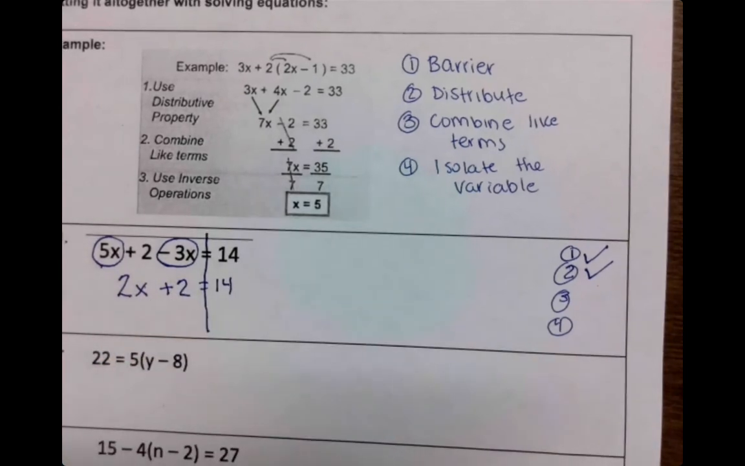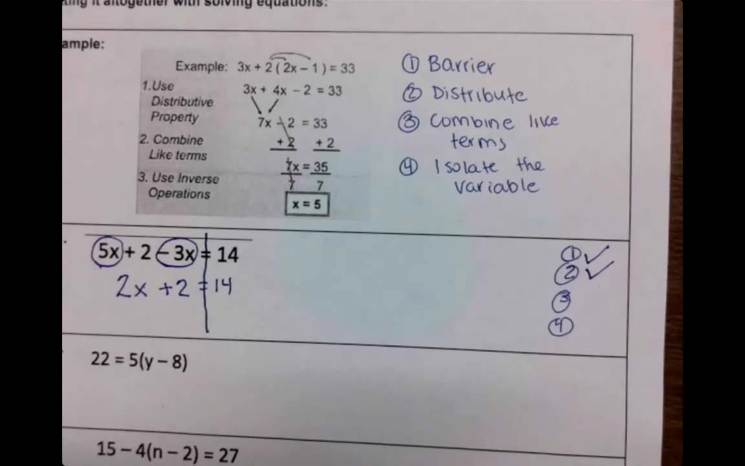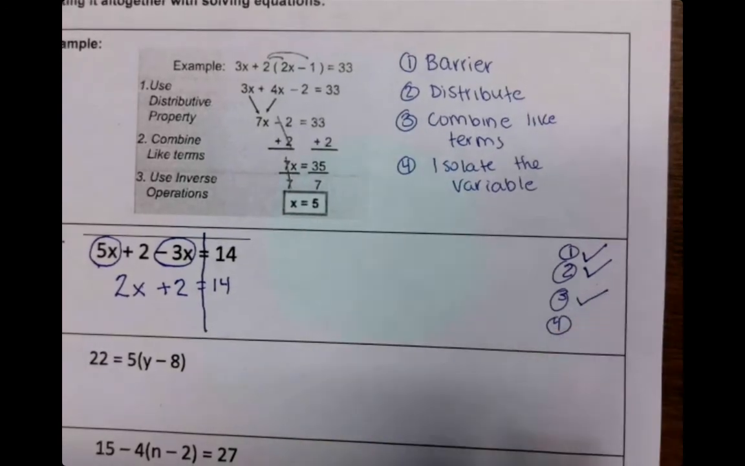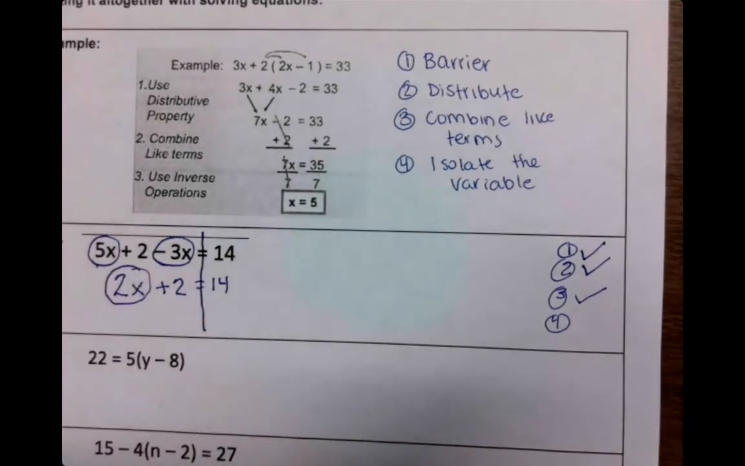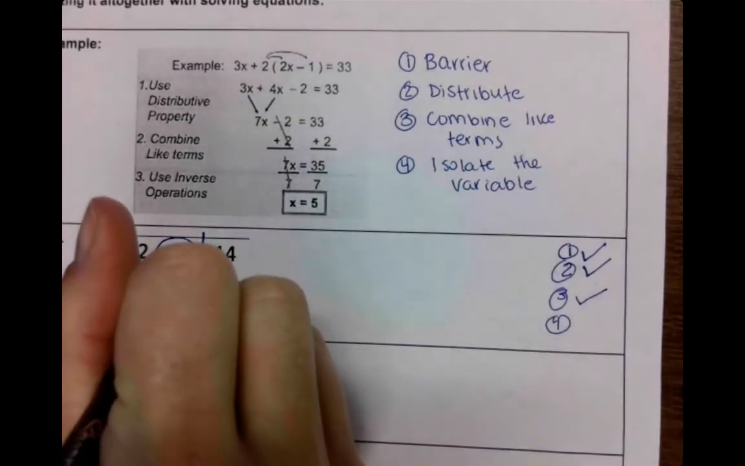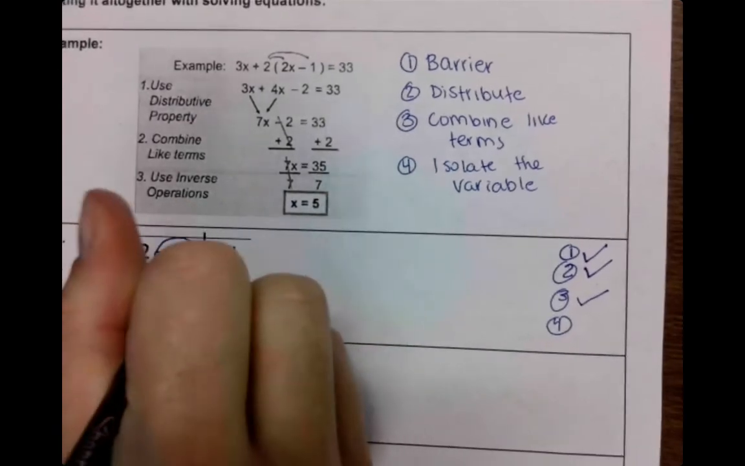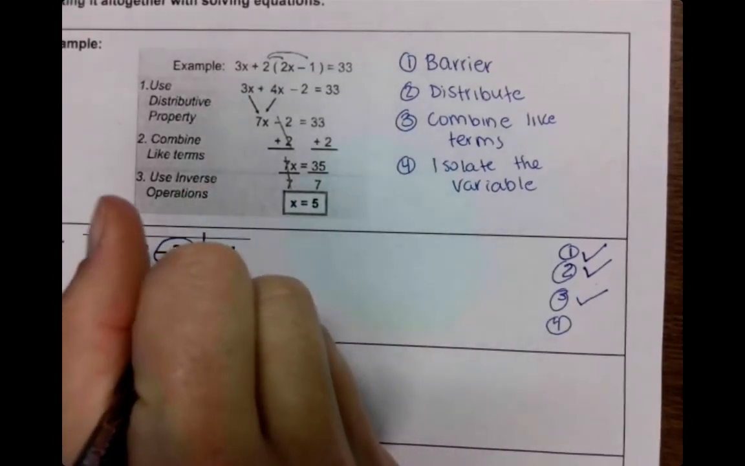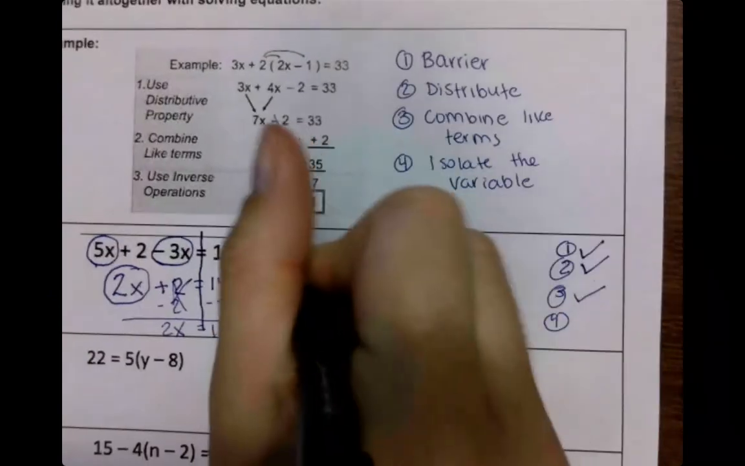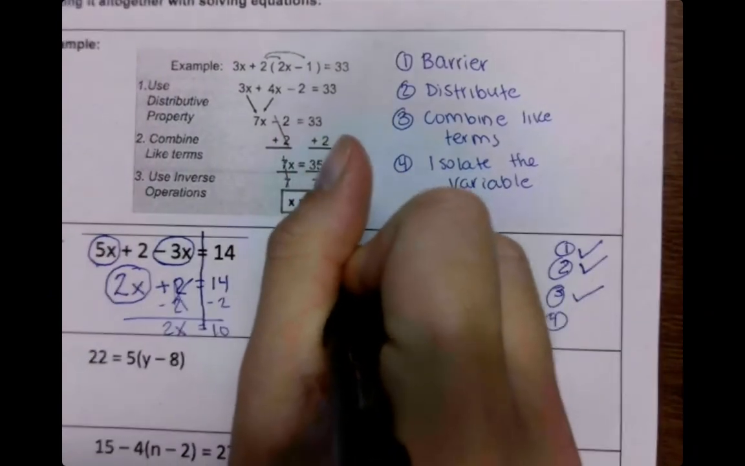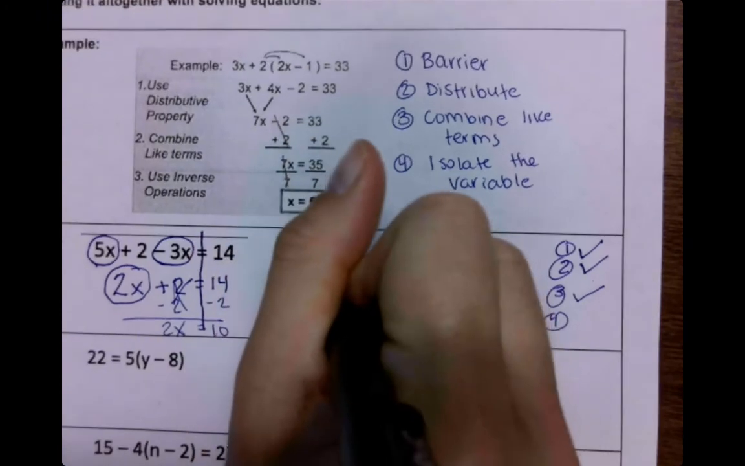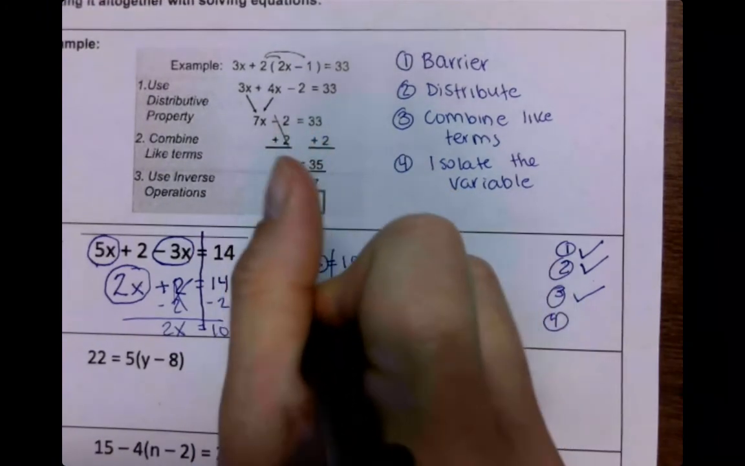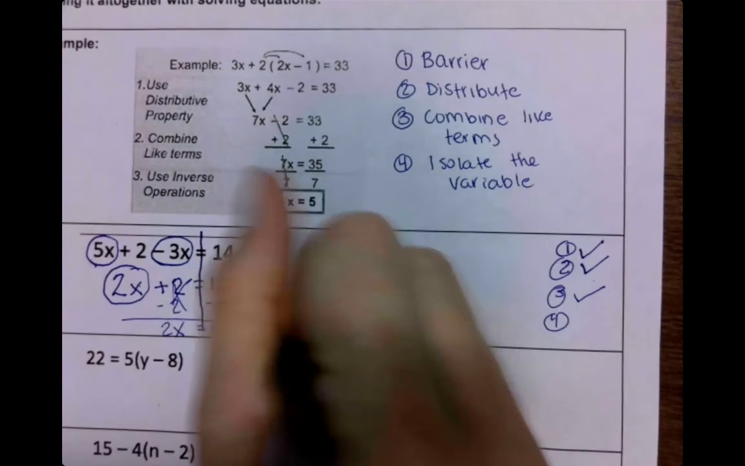Well, that's just a 2-step equation, exactly what we just reviewed. I want to get this alone. What's standing in my way? The plus 2. Inverse, minus 2 on both sides. 2x equals 10. To get x alone, I need to divide by 2 on both sides. That's it.